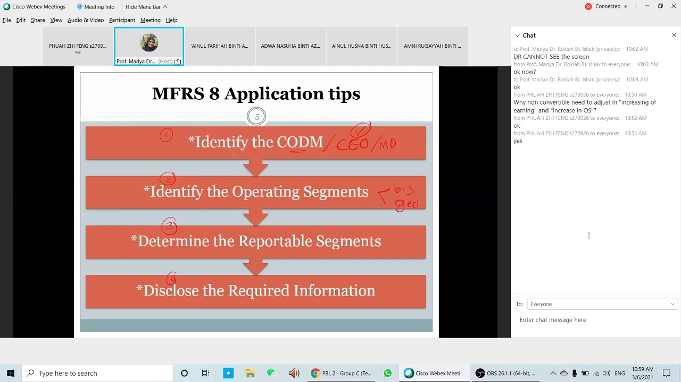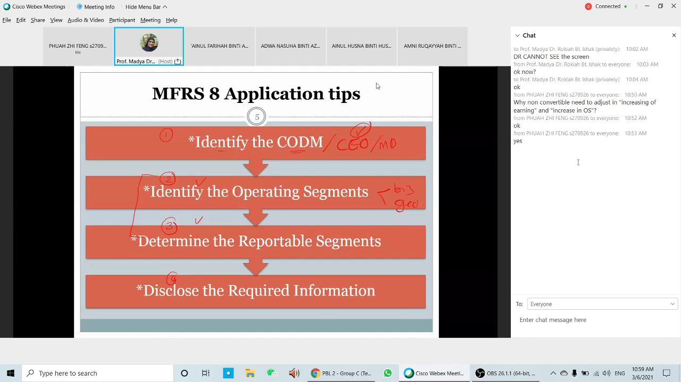The first, identifying the decision maker, is normally already given, so you don't need to identify it. The second and the third are important. The last one is only the disclosure. So we're going to focus more on these two items, identifying the operating segment and also the reportable segment. Those are the important parts of operating segments.